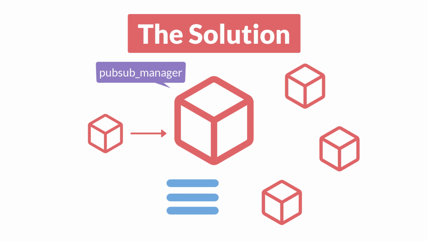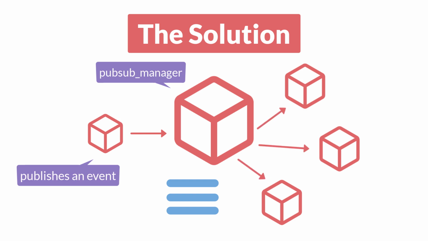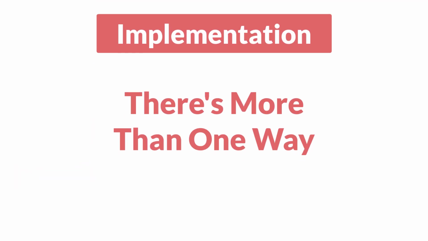And then, if that event happens, the pub/sub manager goes through its list of subscribers and tells each subscriber that the event has happened. Those objects can then do what they want with that information. And there's no limit to the number of events or subscribers that you can have with this system. So that's the problem and the solution. Now let's talk about how to implement that solution in code.